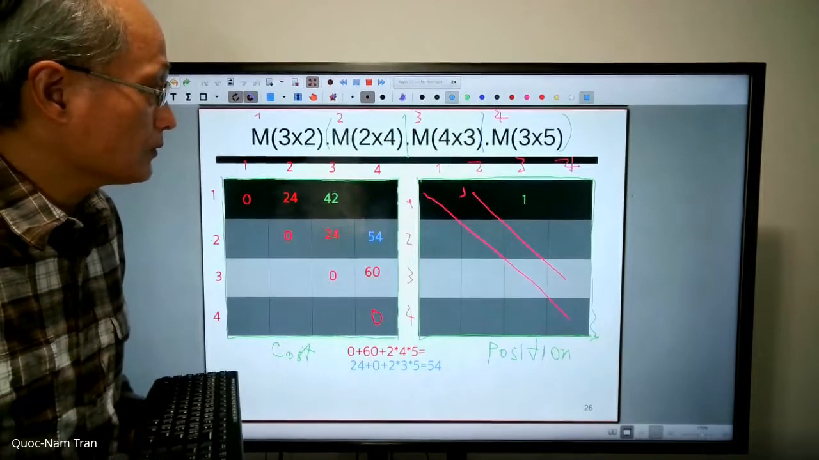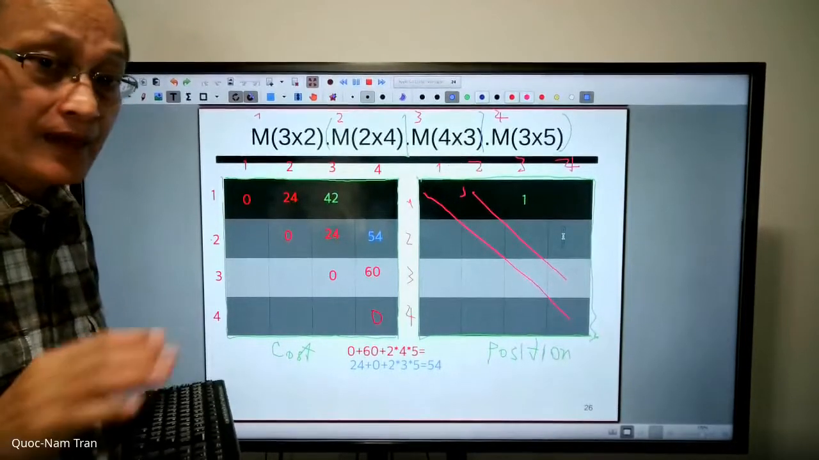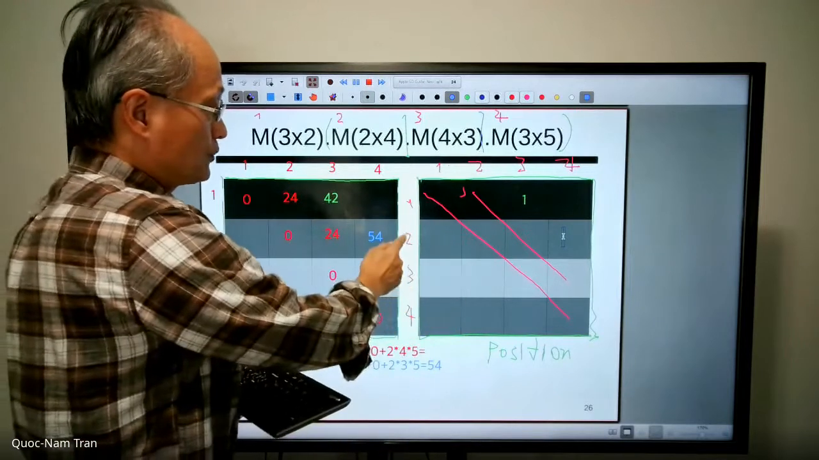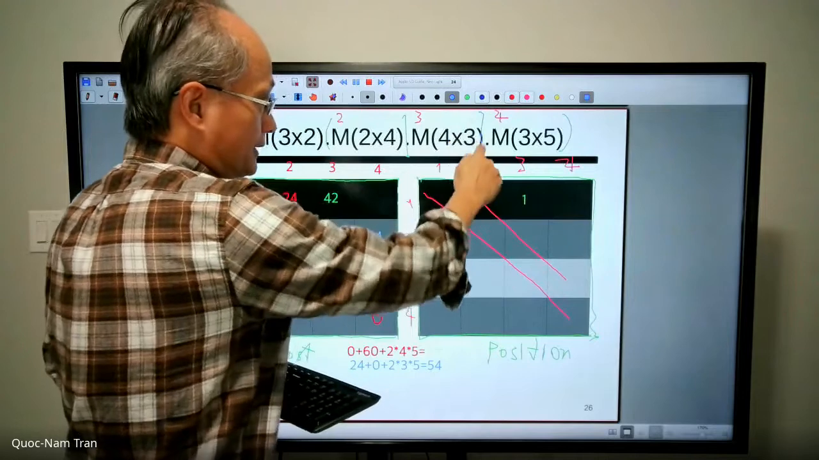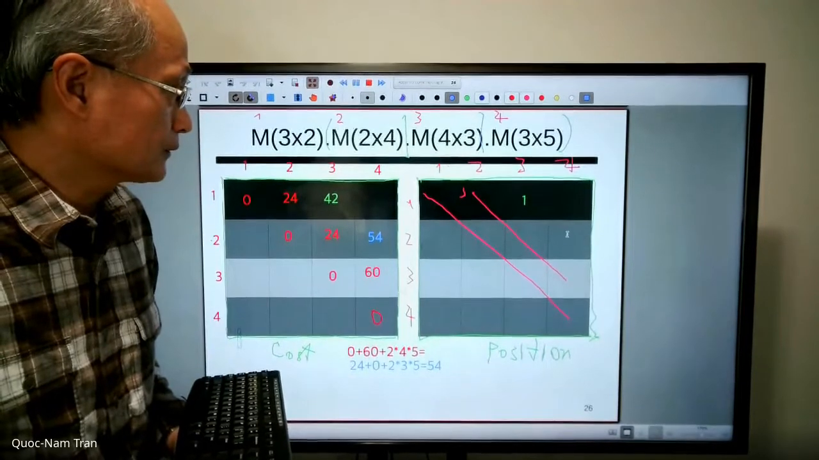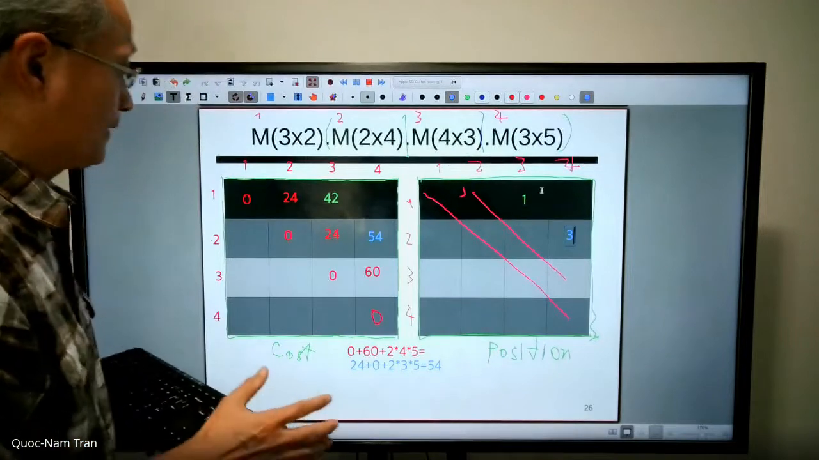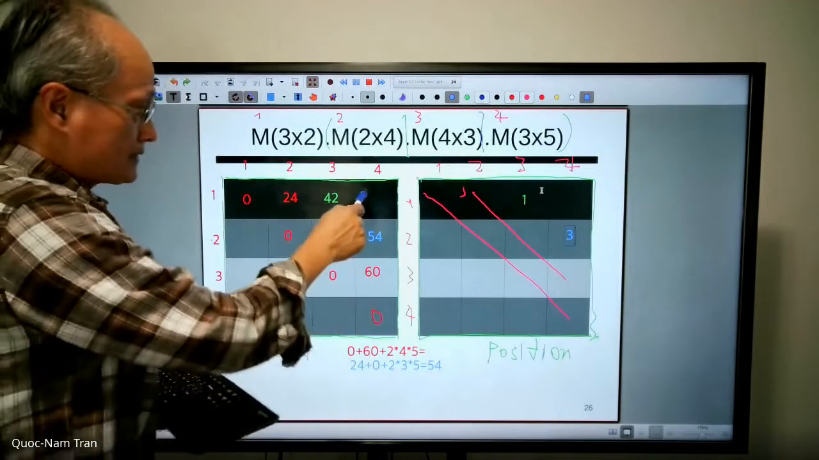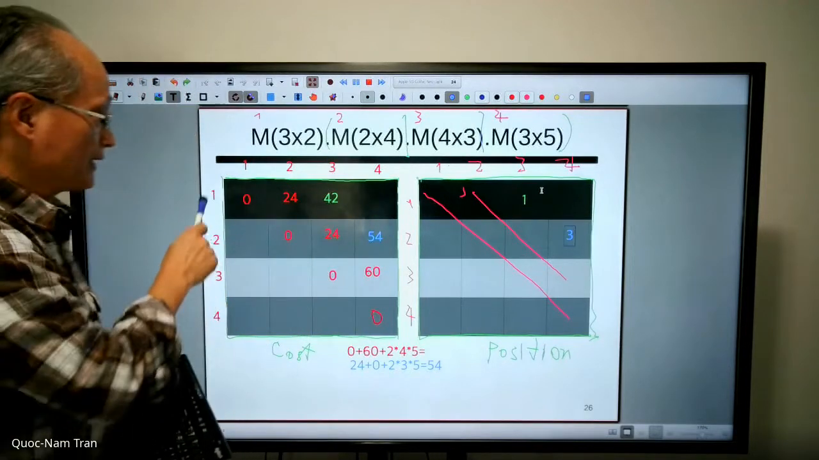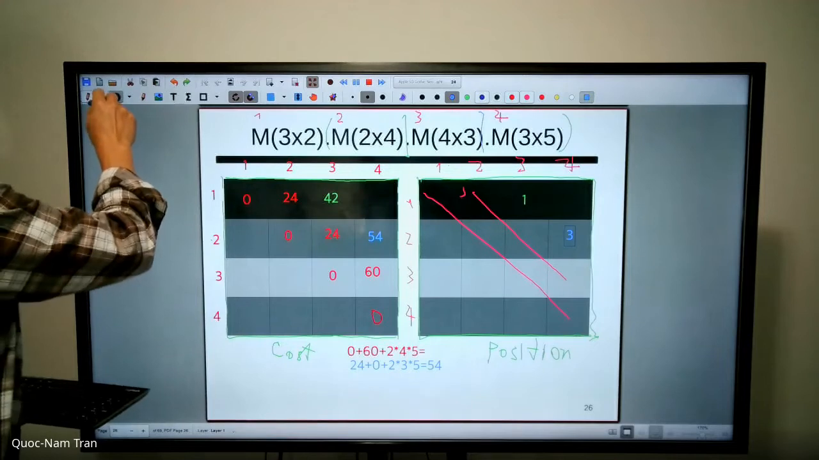54 is where we got it right here at 3. And hence, I will write it down here. The position for having the best multiplication way for 2 to 4 is at 3. So that's it. We got it at position 3. All right. So now we will try to fill out the last cell or the last diagonal, that is from 1 to 4. Now, 1 to 4, let's see what we have.